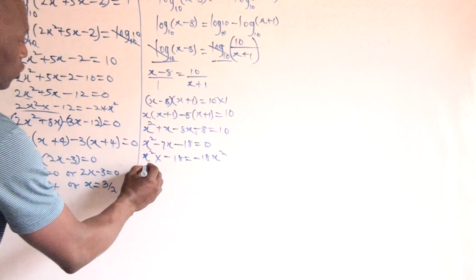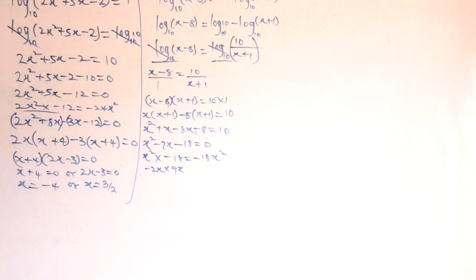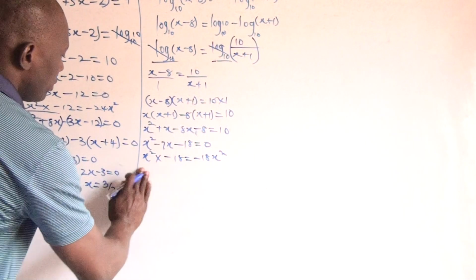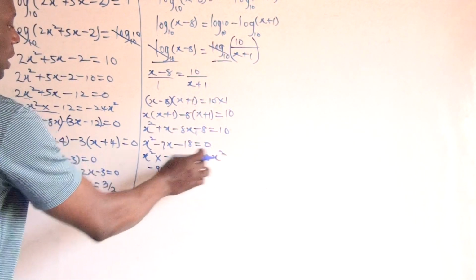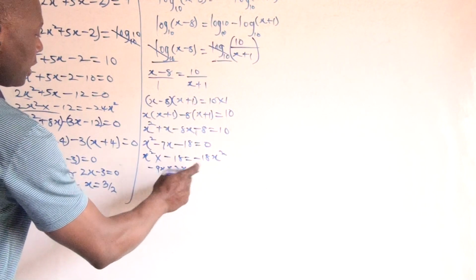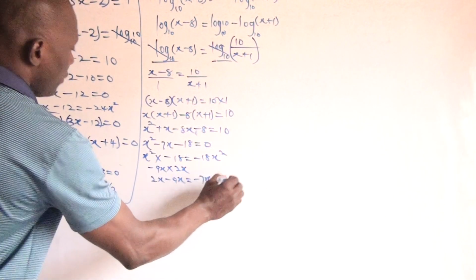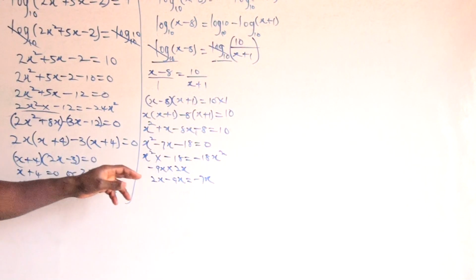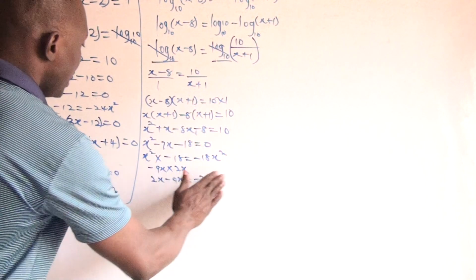Now let's try another factor. Let's do minus 2x times 9x, which will give us minus 18x squared. If we add this, it's going to give us plus, which means we need to alter the sign. So we can use minus 9x times 2x. The product of these two will give us minus 18x squared. If we add them, minus 9x plus 2x is definitely going to give us minus 7x. So the appropriate factor that can be used to replace minus 7x here is 2x minus 9x.